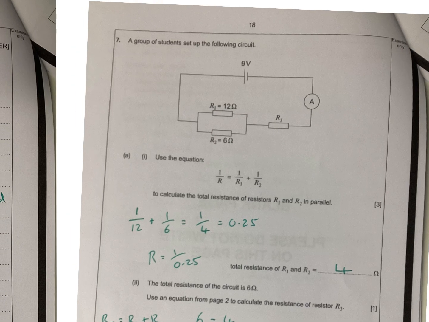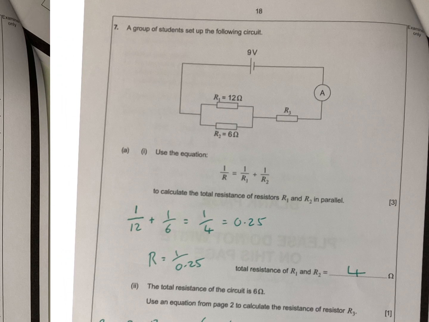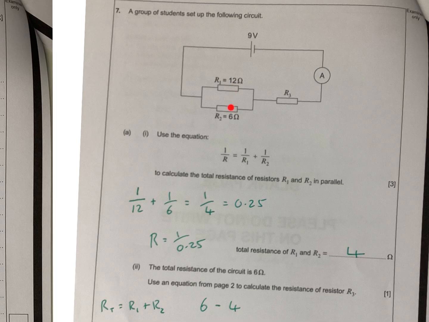Question 7 is on circuits. So you've got a parallel circuit there. So we've got to find the resistance in just this bit.